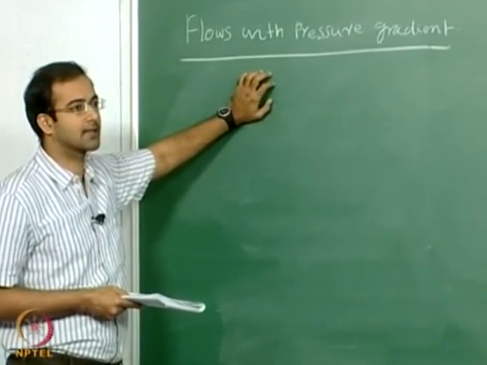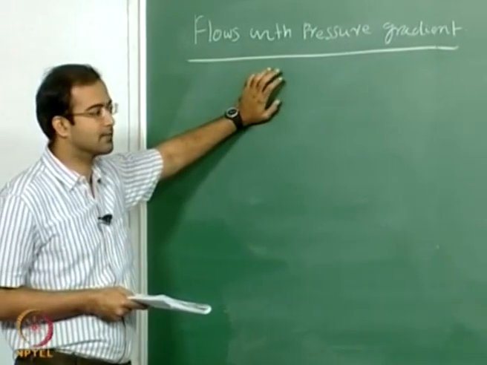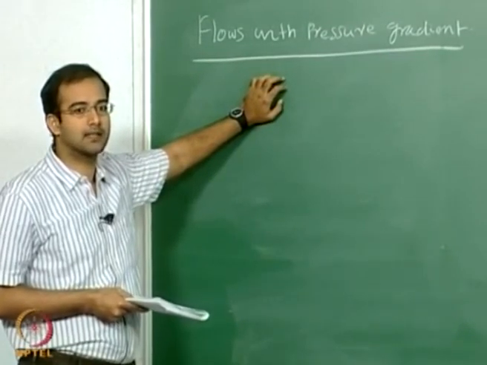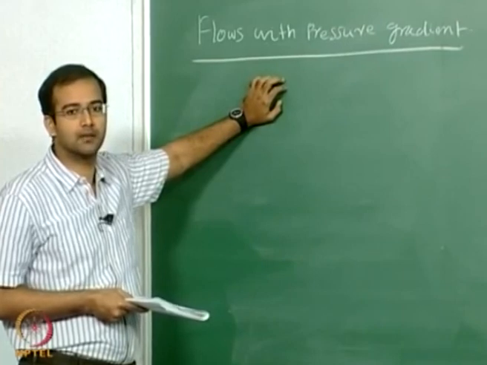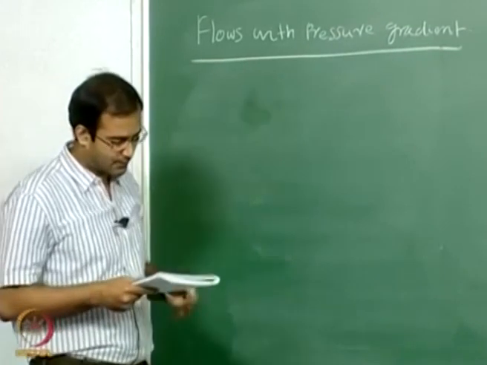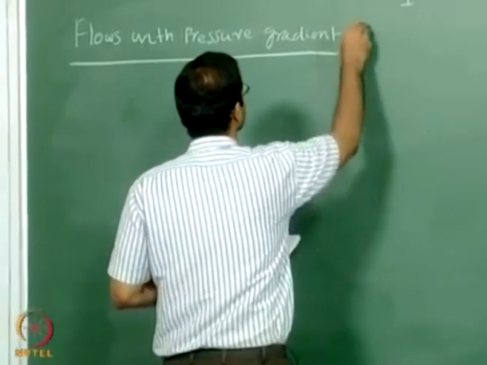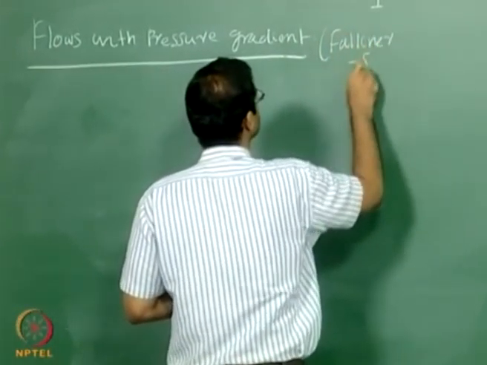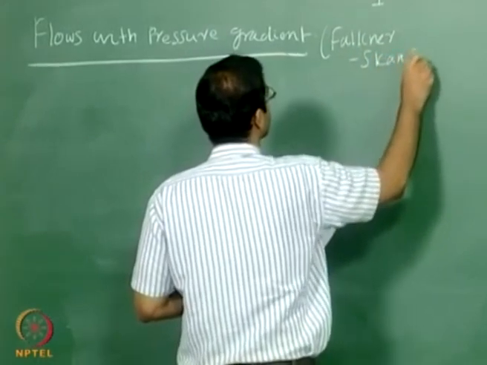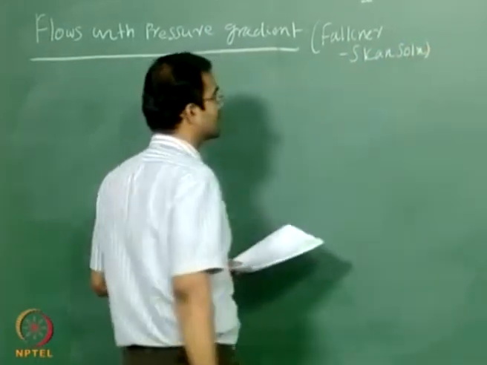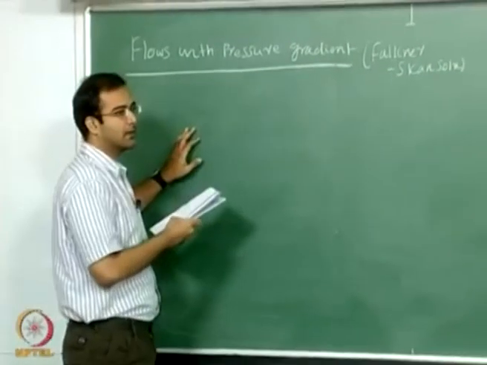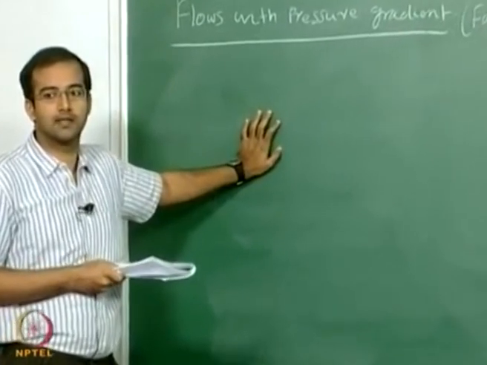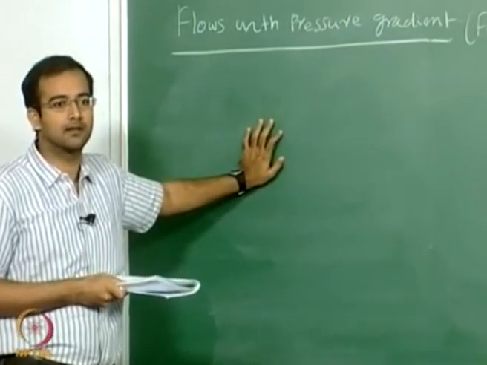So when Falkner and Skan studied the similarity solutions derived for flat plate, they tried to extend that for flows with pressure gradient term also. And that is why they have been called the Falkner-Skan solutions, at least the flow part. The heat transfer part was added to the flow part because the heat transfer equation has nothing to do with the pressure gradient. The heat transfer already has been solved.